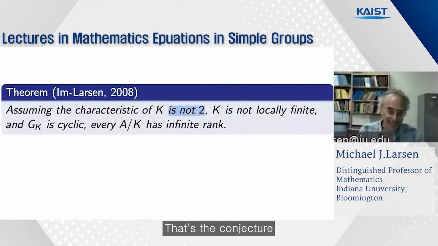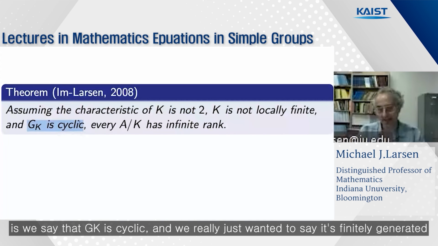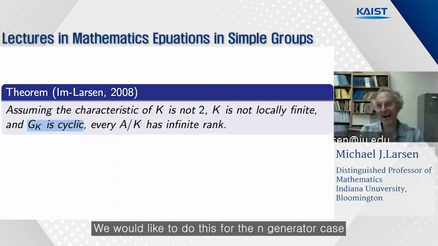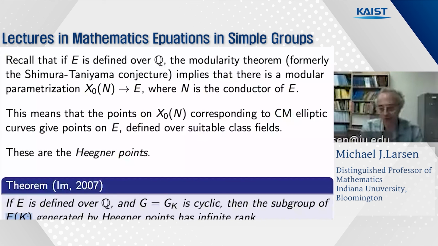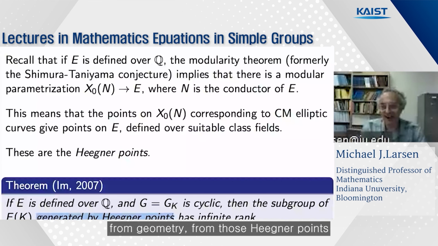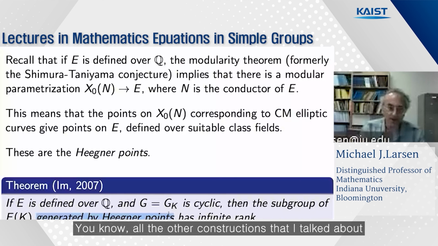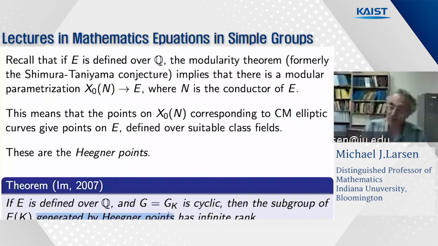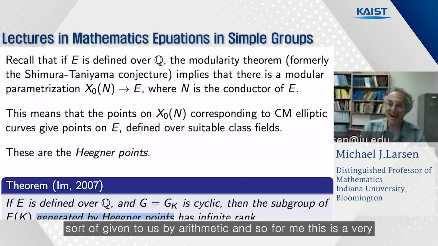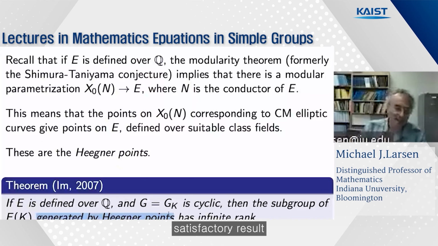The other thing is we say that G_K is cyclic, and we really just wanted to say it's finitely generated. So this is only the one generator version. We would like to do this for the n generator case, but we said before that E(K) has infinite rank. She proved something stronger, which is a subgroup which is understandable in the sense that it comes from geometry, from these Heegner points. For all the other constructions that I talked about today, we don't really know where the points are coming from. But here, these points are given to us by arithmetic. And so for me, this is a very, very satisfactory result.